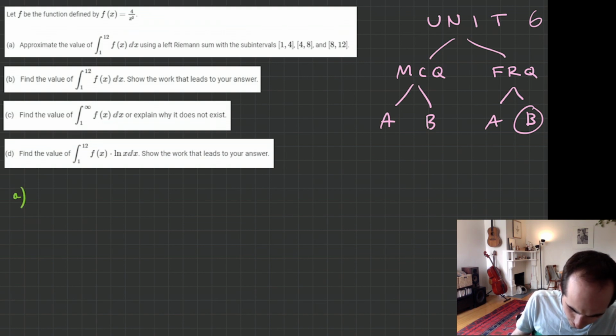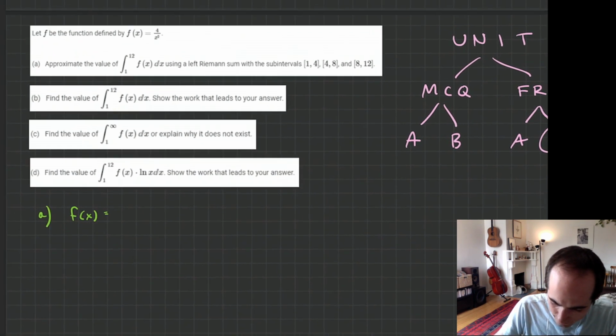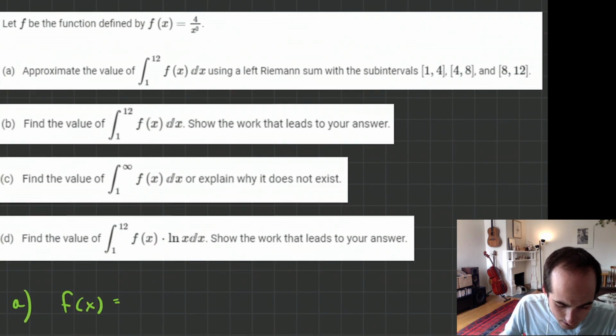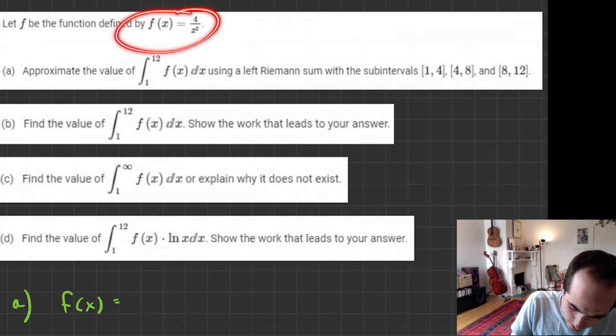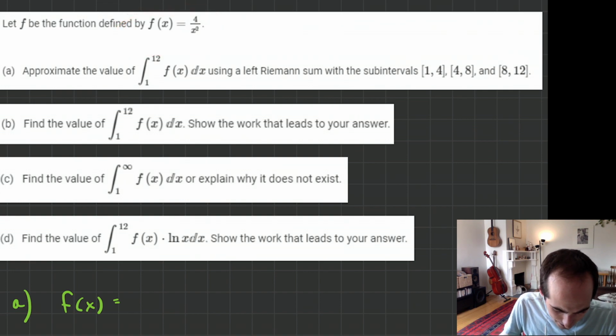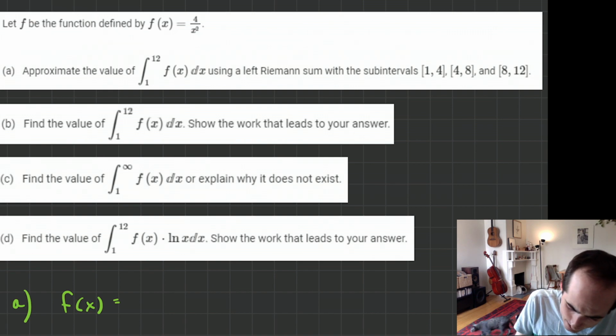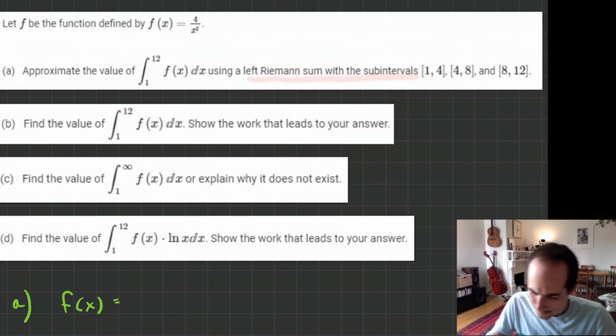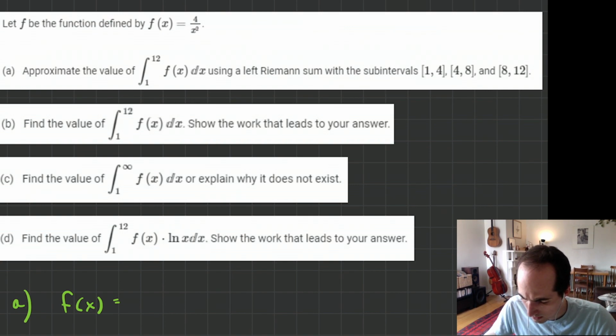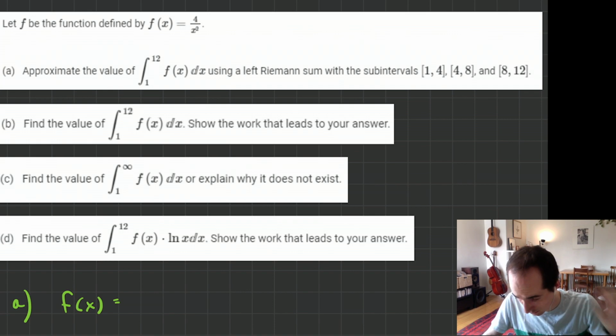So let's remember what our function is. So I know that f of x is, well, let's just read the question actually. You guys probably haven't had the same amount of time to read this as I did. So we're given this function. This function is 4 over x squared. And we're asked to integrate this function from 1 to 12 using a left Riemann sum with these subintervals of 1 to 4, 4 to 8, and 8 to 12.